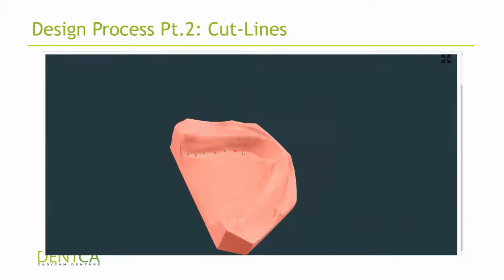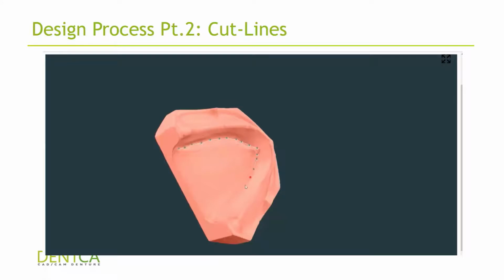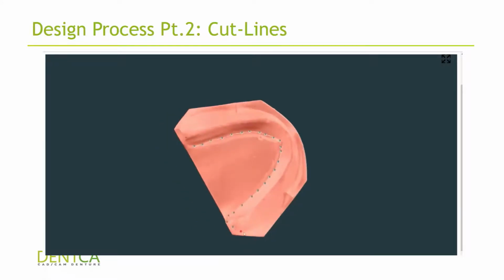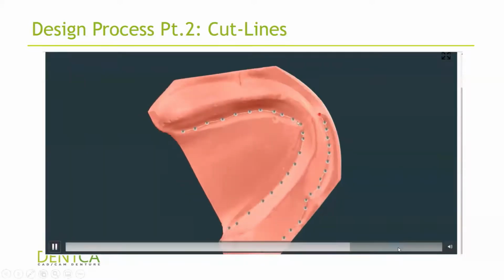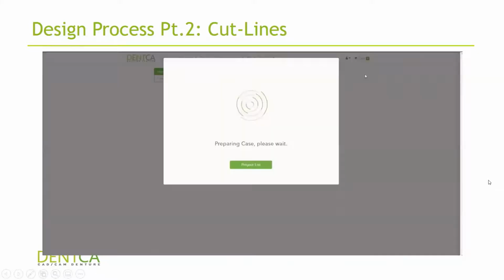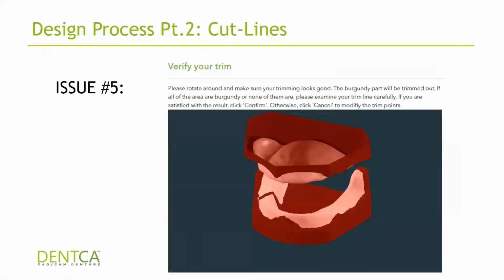Very important as well is if you're doing a single arch, you still need to trim that opposing dentition. Otherwise, you're going to get an error, and we're going to talk about that a little later. If you see one of the lines go under the frenum, don't worry about it. It's still going to trim it properly. Okay, so that's basically the trimming step.